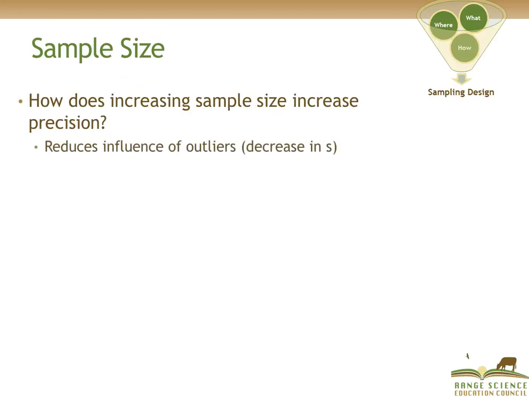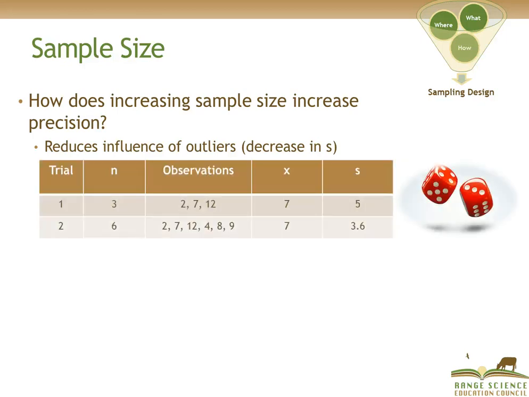So why does sample size affect precision? First, when we increase the sample size, we reduce the influence of outliers, or unusually high and low observations. For example, if we were rolling dice and we rolled the dice 3 times, just by chance, we could get a very low observation and a very high observation, and then the mid-range observation of 7. This sample has a mean of 7, which you would expect for dice, but it has a very high standard deviation.